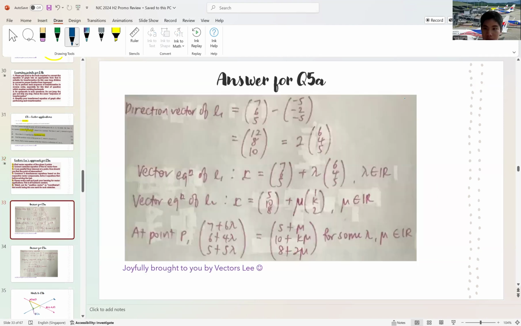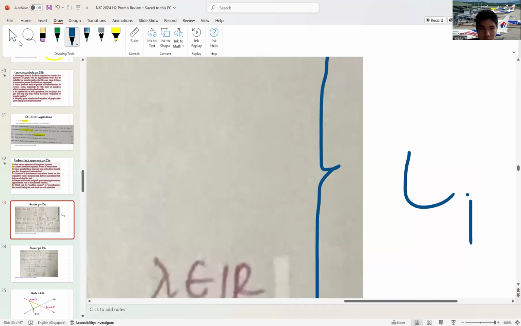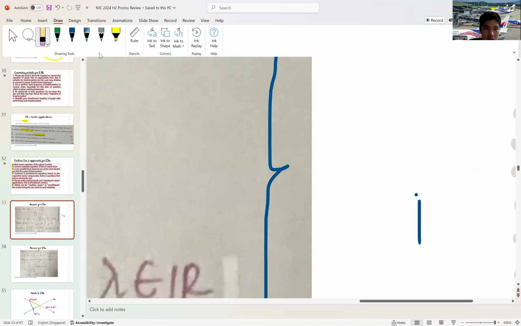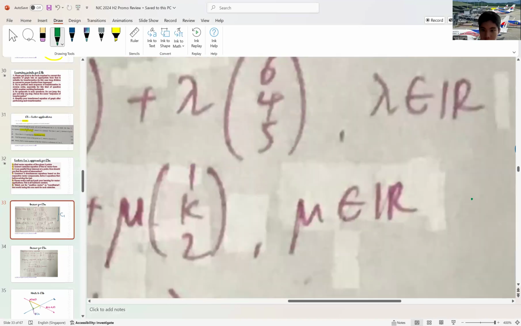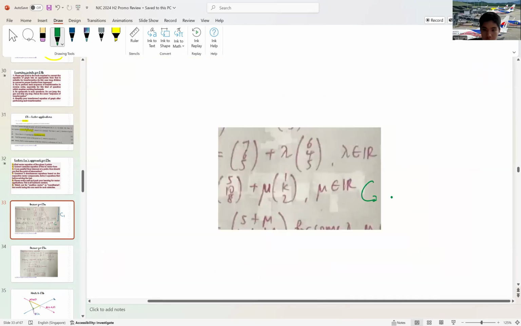So for line 1, here, when I find the direction vector, all the way to here, this is content 1. Sorry, let me write my C properly. Give me a moment. So this one is content 1. Then for line L2, it's going to ask me to convert the Cartesian equation to a vector form. So this is going to be content 2. This line here is content number 2.